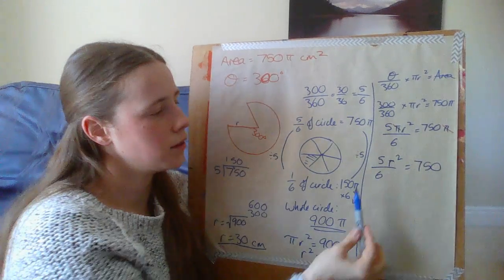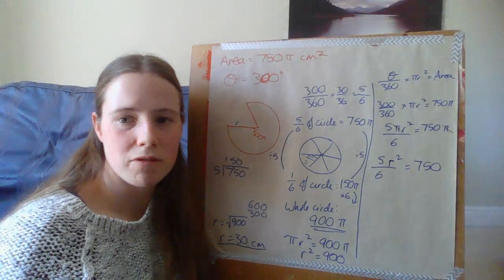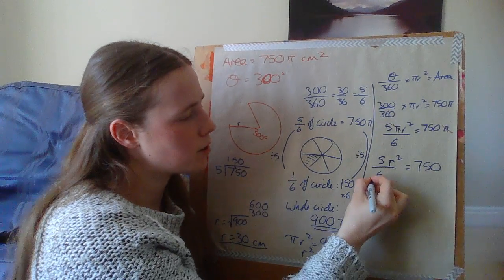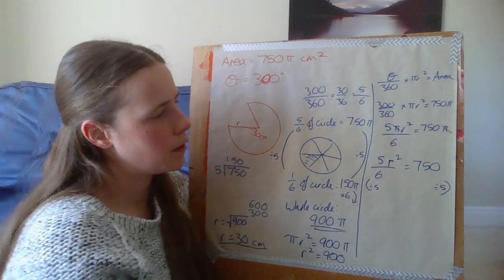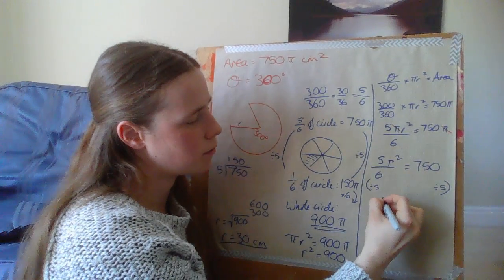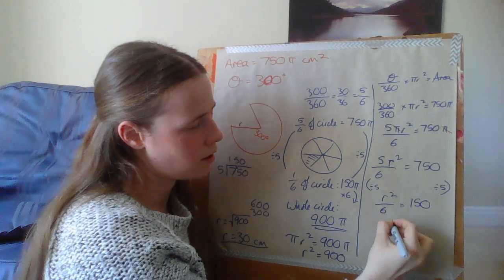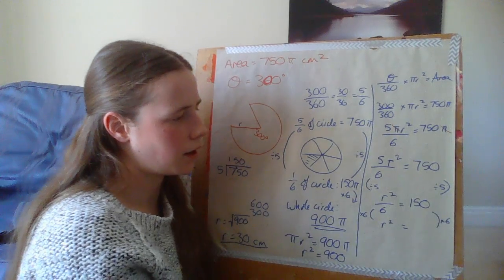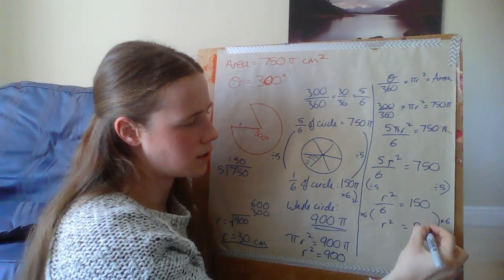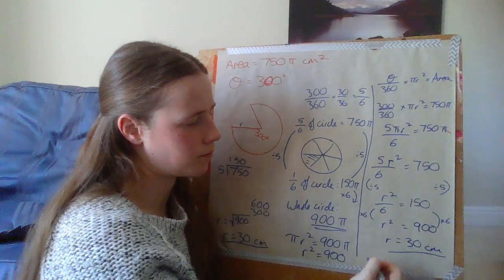And then you can either times by 6 or you can divide by 5, whichever method works better for you. I personally am going to divide by 5 because I like my numbers to be smaller rather than bigger. When I divide both sides by 5, we're going to get r squared over 6 is 150. Now I need to times by 6. Okay, 150 times by 6 is 900. R comes out as 30 centimetres still.